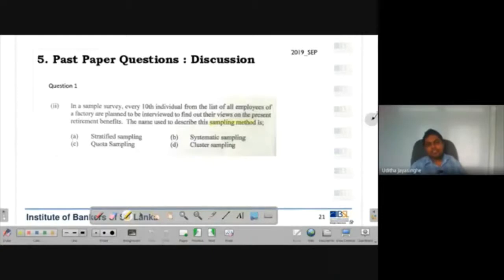The name used to describe this sampling method is systematic sampling. Credit to the examiner, students have been given some opportunities. If you go through the last couple of exam papers, then you have a better understanding, close to the exam, of what sort of pattern of questions is being tested.